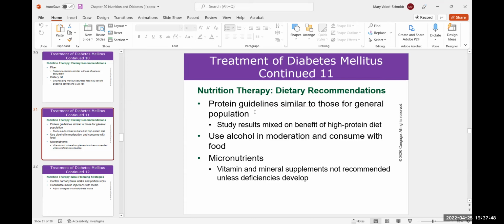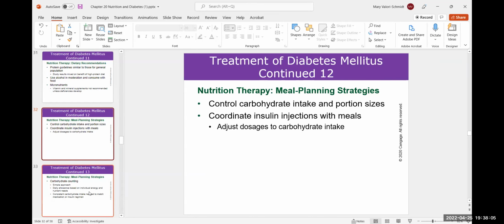Micronutrients like vitamin and mineral supplements, again, you don't need them, just eat. And especially with diabetics, a lot of them, these supplements are based in sugars. And so that's the last thing that you want to be giving somebody who's diabetic, right? So small, frequent meals. I can't say that enough. It's the key to life. Meal planning strategies, portion sizes, right? You don't want to eat enough to choke a horse. It's not good.